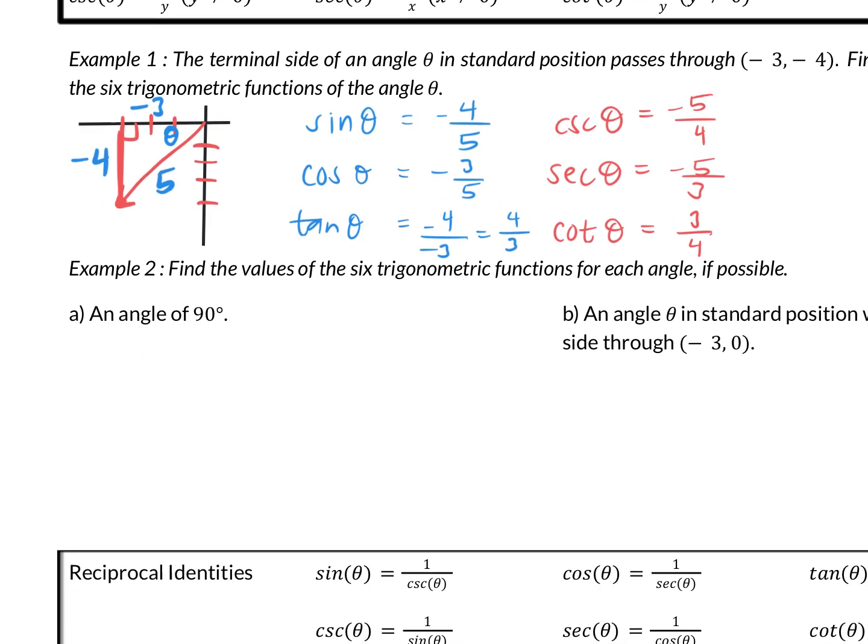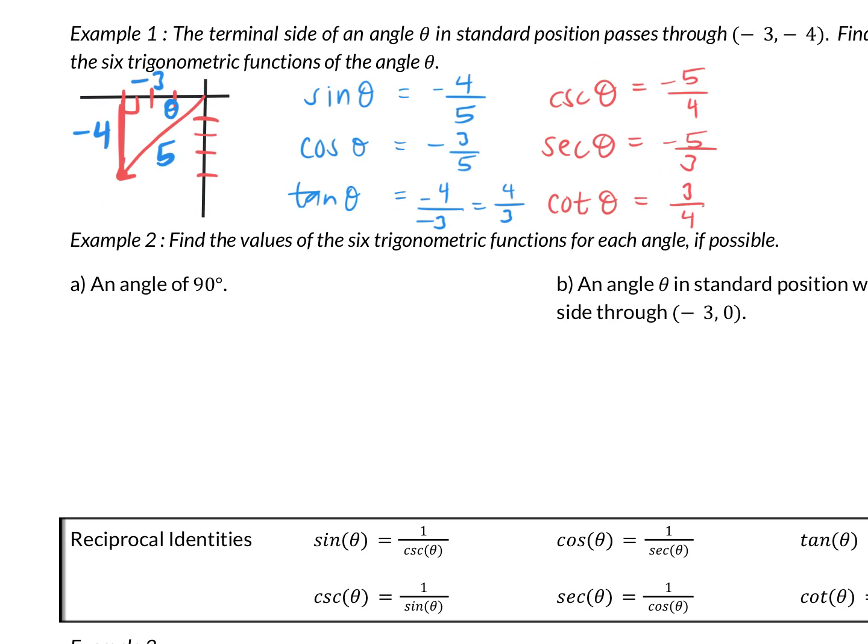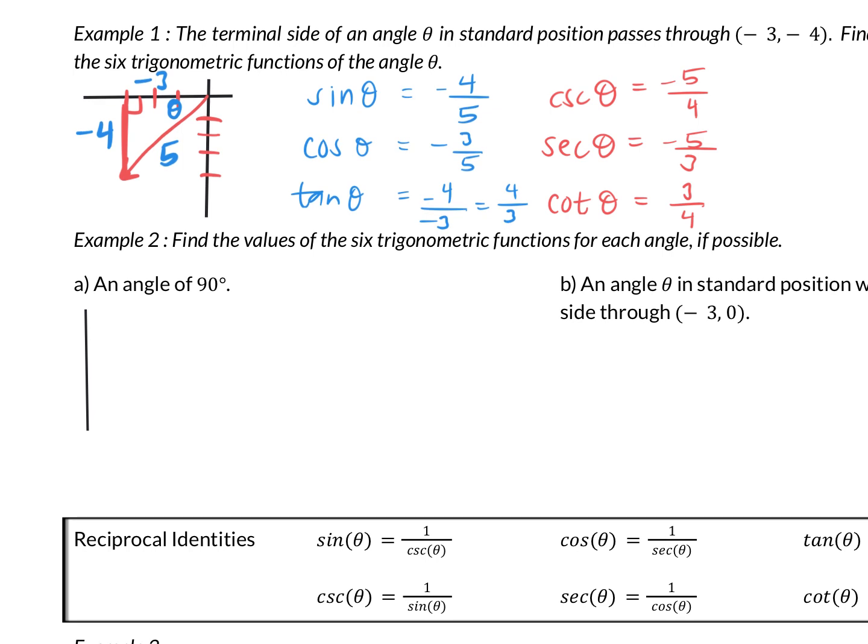Okey-dokes. Moving on, example 2. Again, using our trig functions, we are going to identify what they are based on these angles that we're given. And this first angle is one of those special cases that we kind of talked about last class. But let's talk about it again. If we have an angle of 90 degrees, it would look like this. Okay, it's that angle right there. That's what we're finding, all the trig functions on this angle.